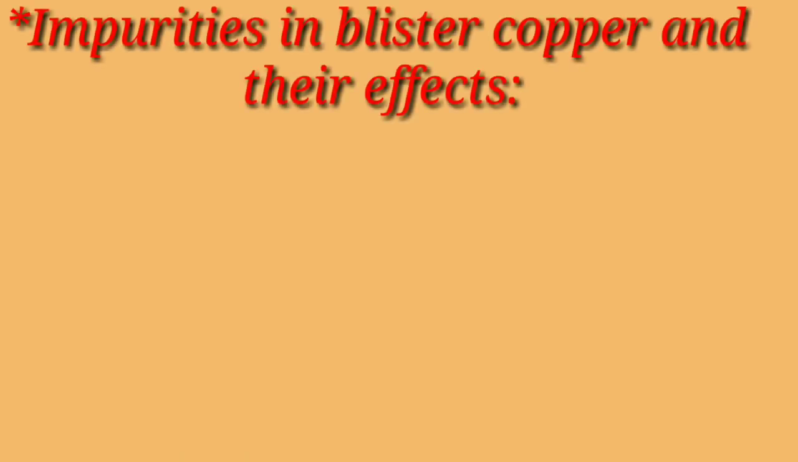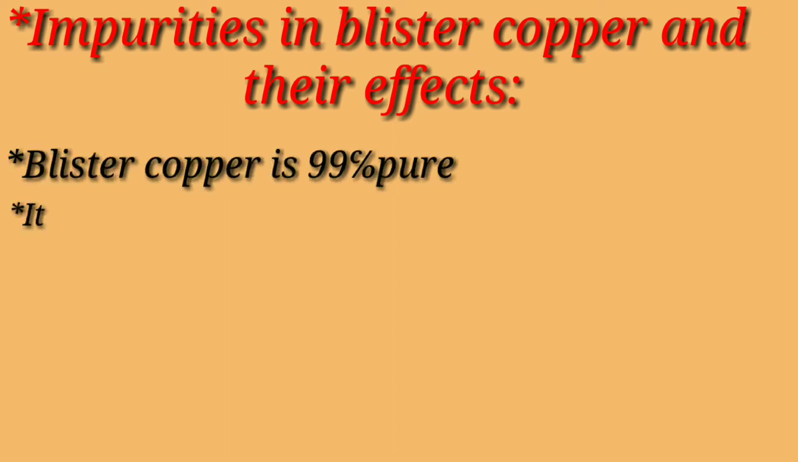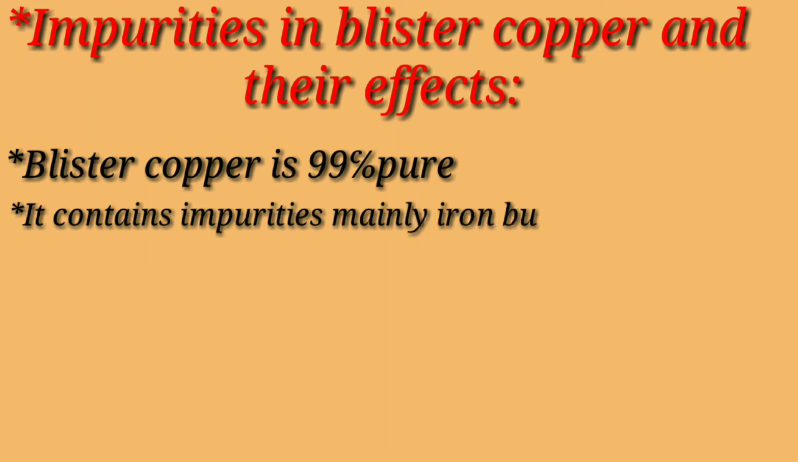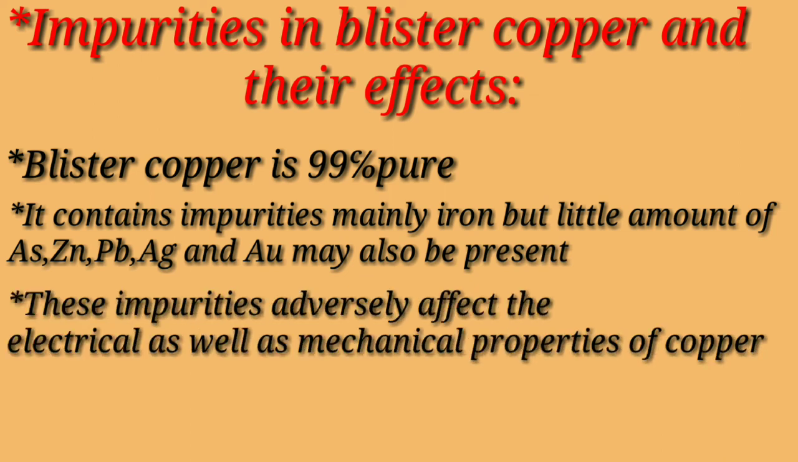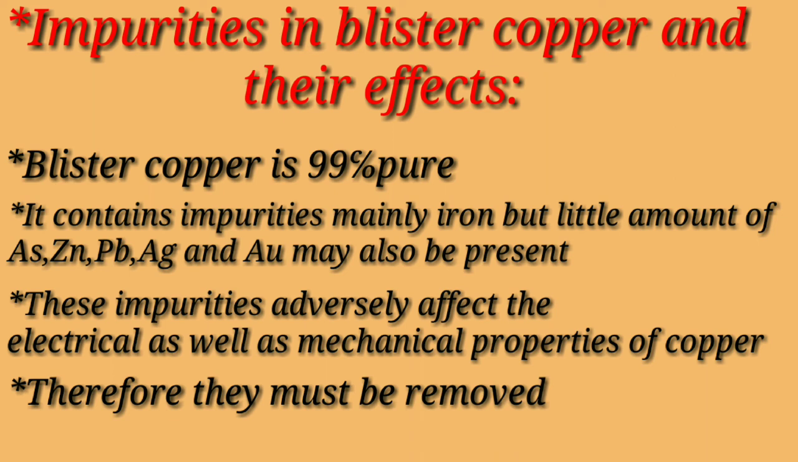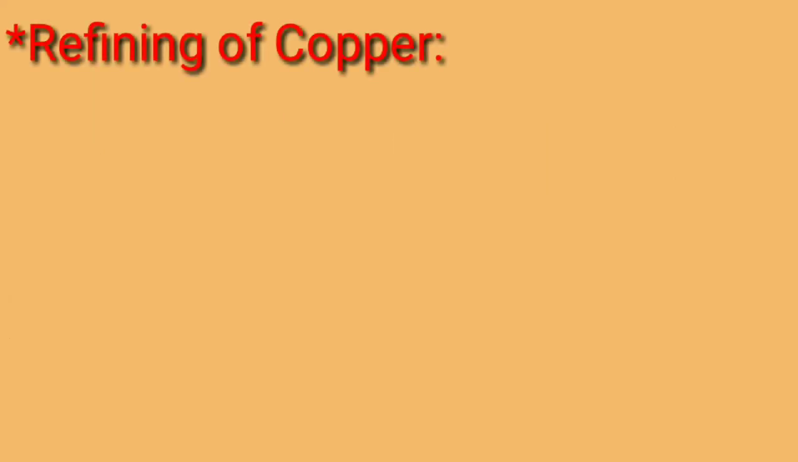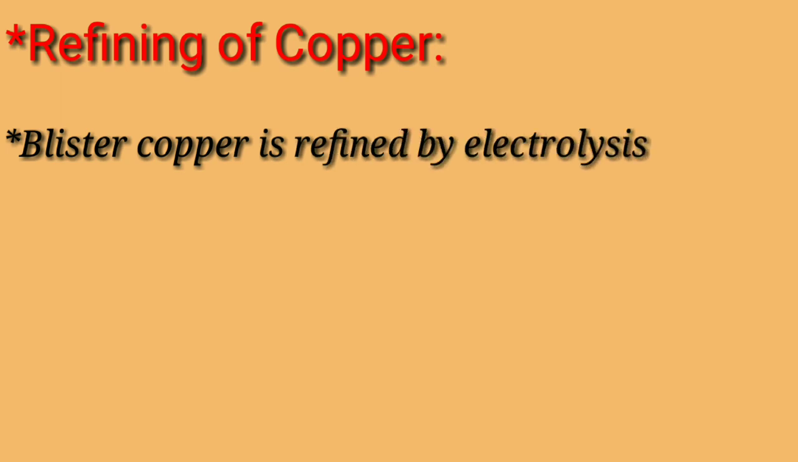Consider impurities in blister copper and their effects. Blister copper is 99% pure. It contains impurities, mainly iron, but a little amount of arsenic, zinc, lead, silver, and gold may also be present. These impurities adversely affect the electrical as well as mechanical properties of copper. Therefore, they must be removed. Next is refining of copper. Blister copper is refined by electrolysis.